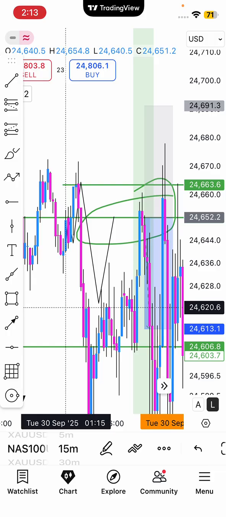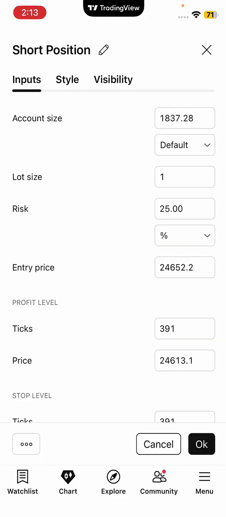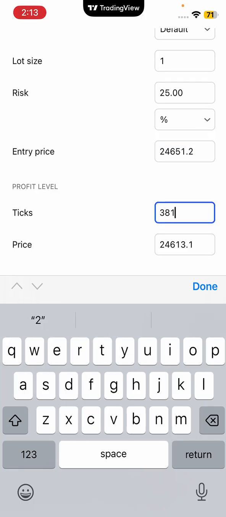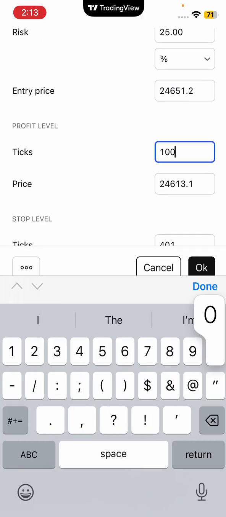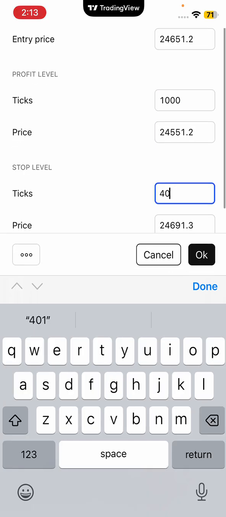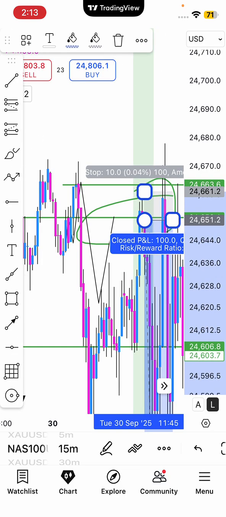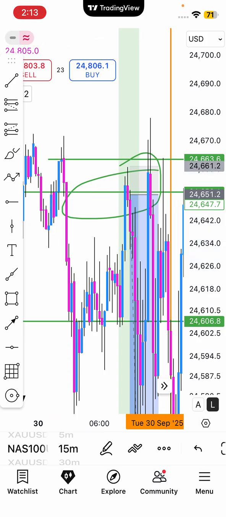24651.2. My first take profit is always 100 points, and my stop loss is always 10 points. I always aim for a 1 to 10 to a 1 to 20 on NAS. That's just pretty much what I look for, a 1 to 10 and a 1 to 20.